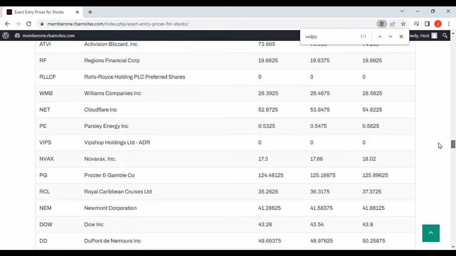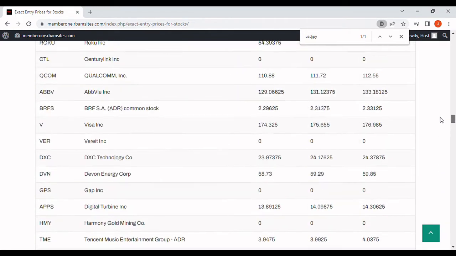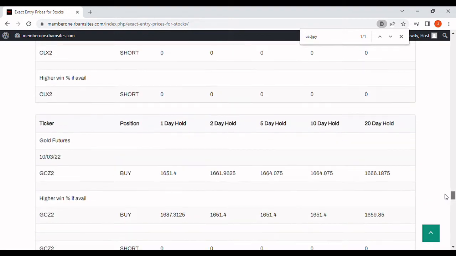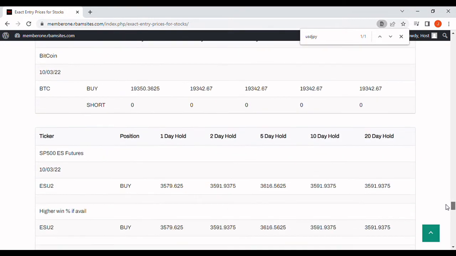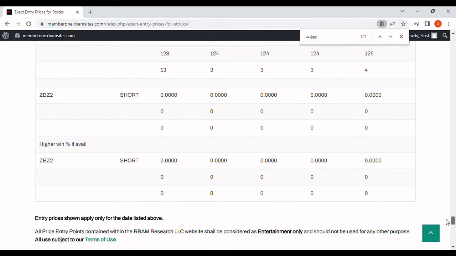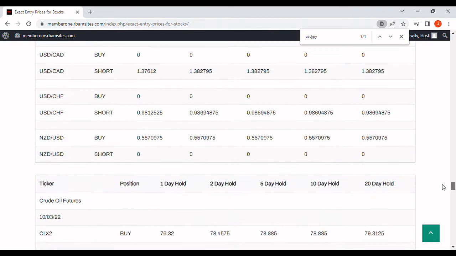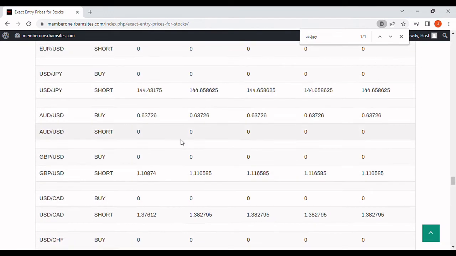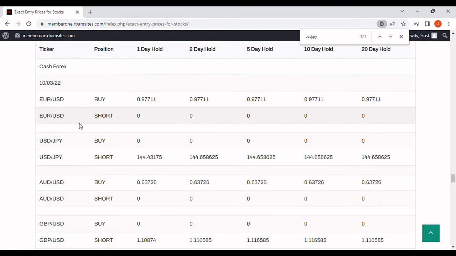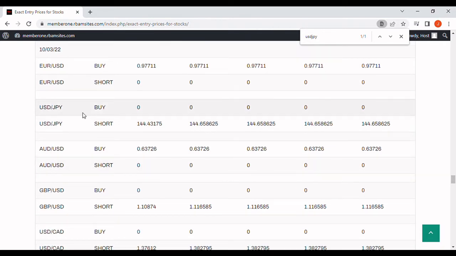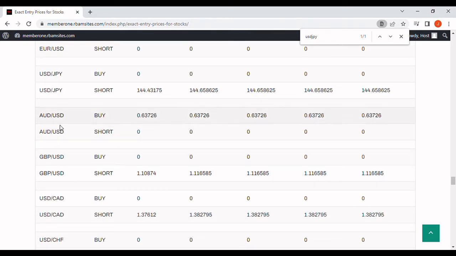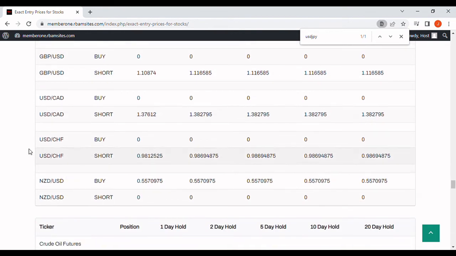So you have a way to day trade currencies using moving average. You also have a way to trade them using our algorithmically generated prices, assuming, of course, your own analysis backs it up. And as you can see, we offer entry prices for cash forex Monday through Friday for the major forex pairs: the euro, the yen, the Aussie against the dollar, the British pound, the Canadian dollar, the Swiss franc, and the New Zealand against the dollar.